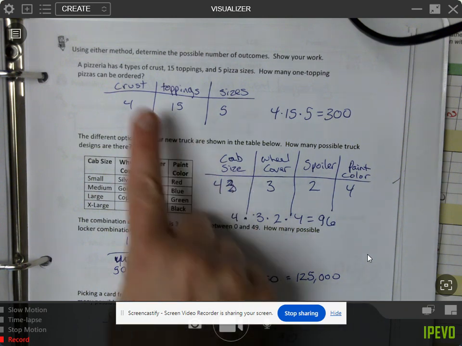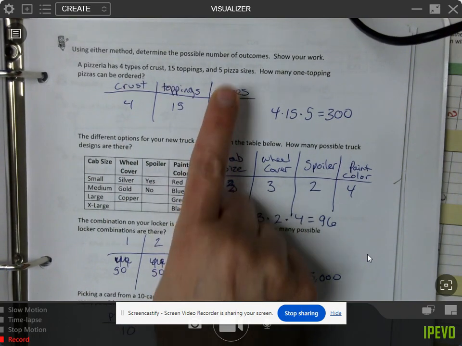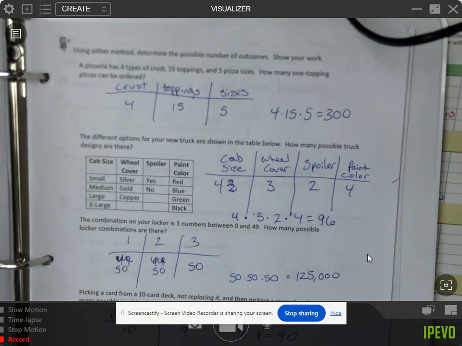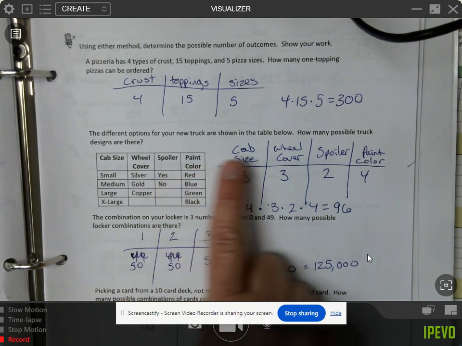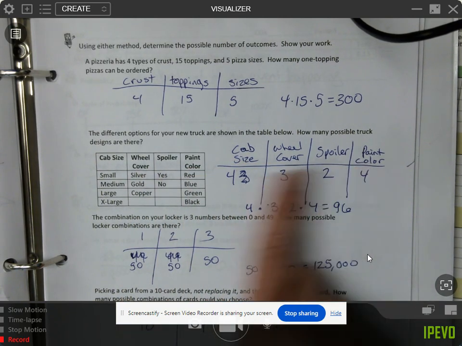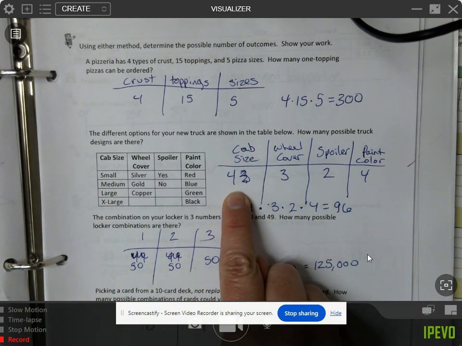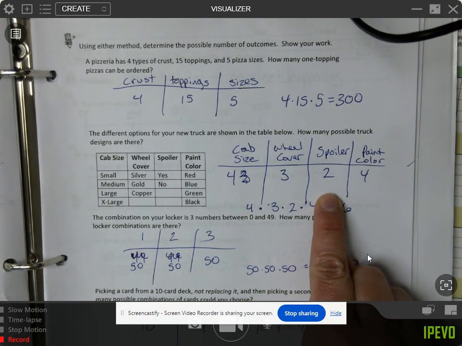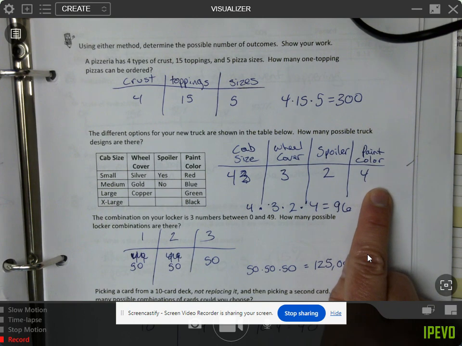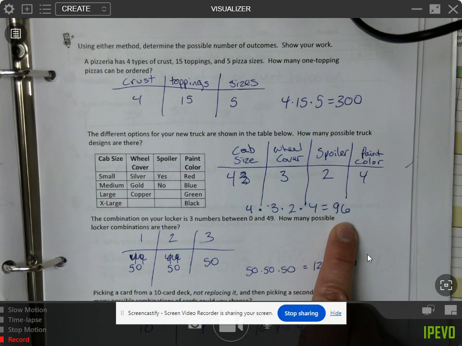Okay, so each choice that we're making is an event. So when we come down to the new truck, each choice we have with our truck is an event. The outcomes are how many choices we have for that event. So for the cab size, there are 4. For the wheel cover, there were 3. For the spoiler, there were 2 choices. And for the paint color, there were 4 choices. I multiply all those outcomes together, and I get 96.